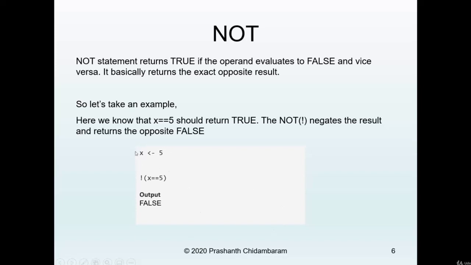So for instance, here we have defined x equal to 5, and we are testing whether x is equal to 5, which should be true, right? Within the bracket it will be true, but not true is actually false.